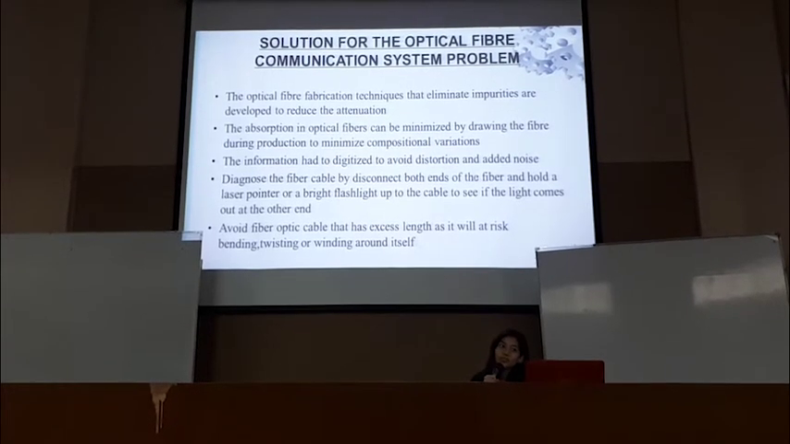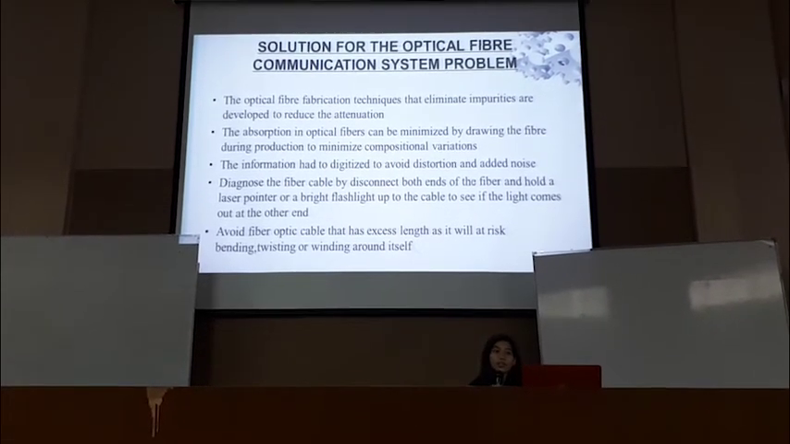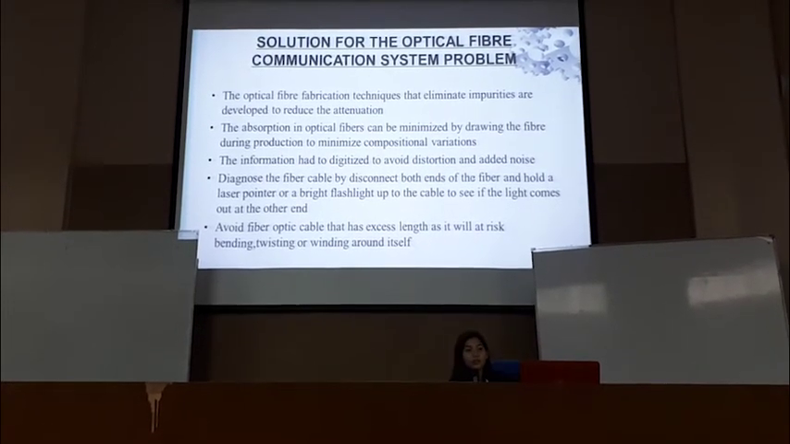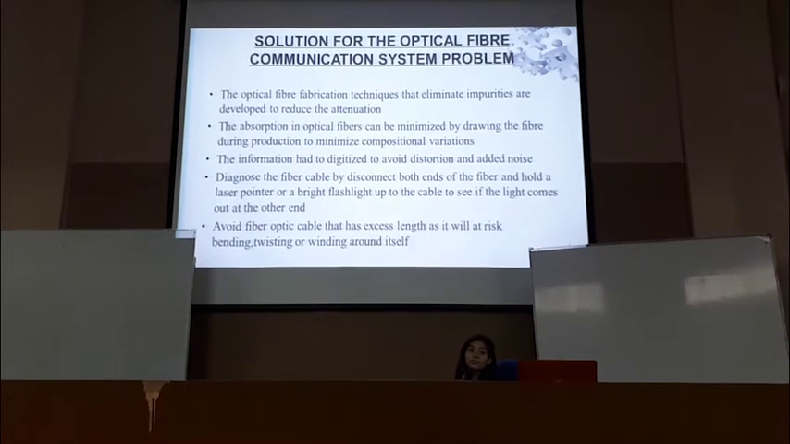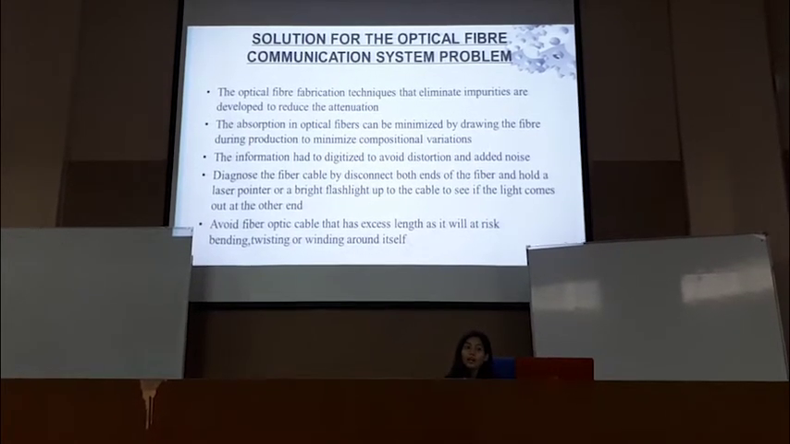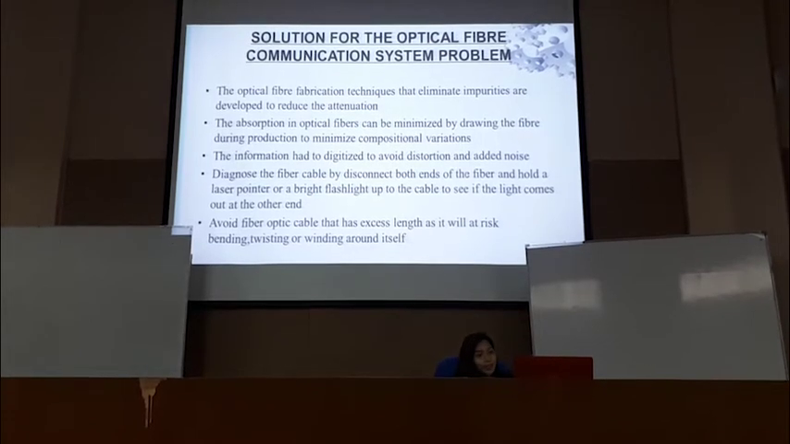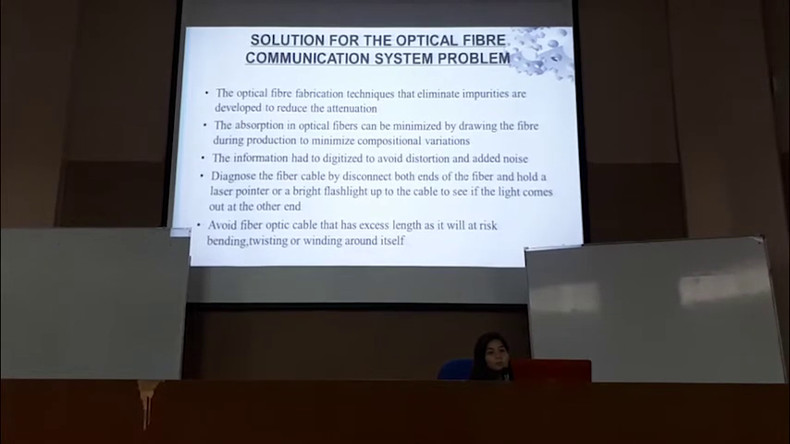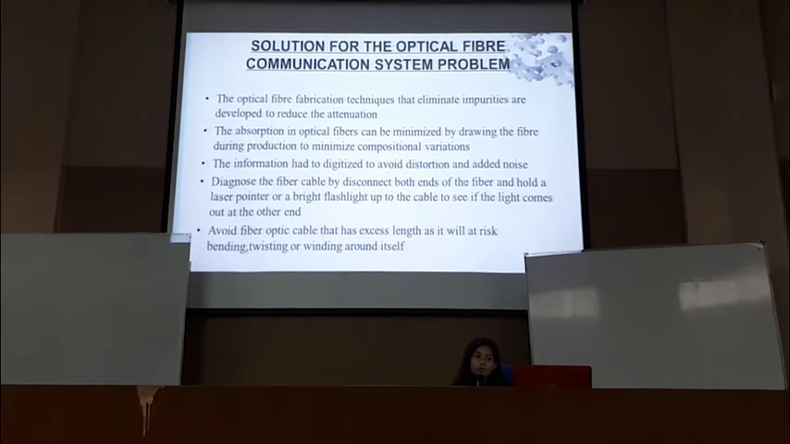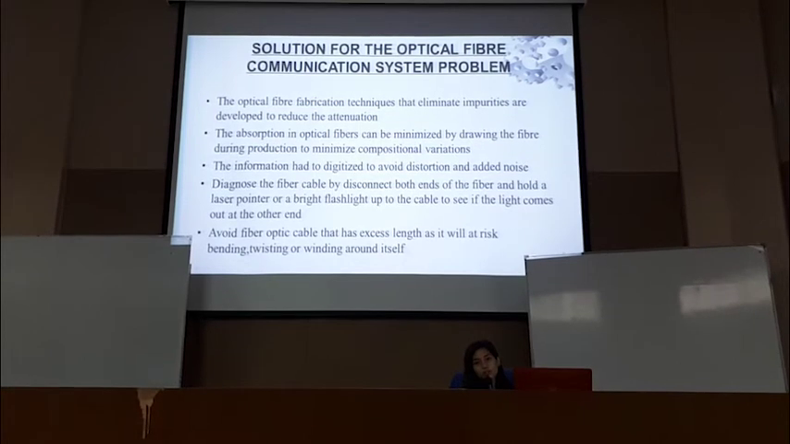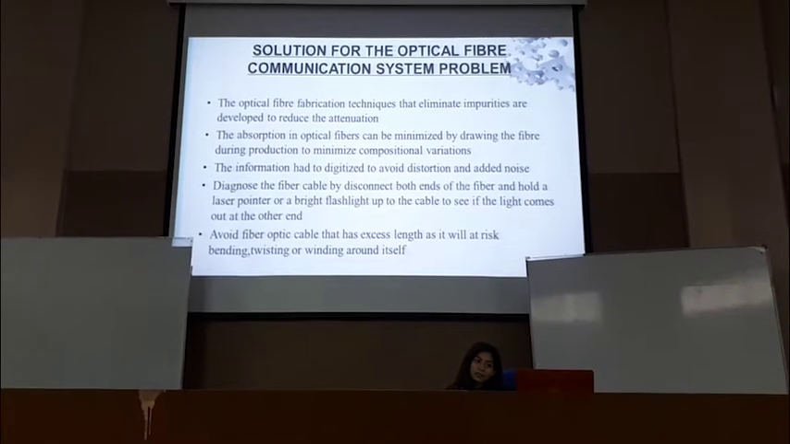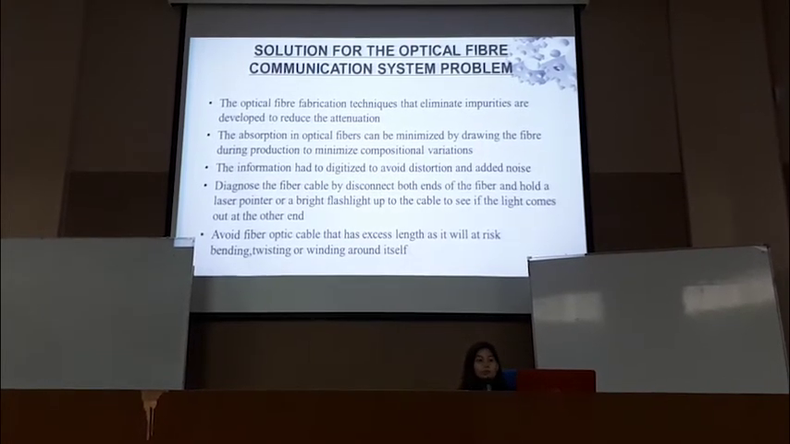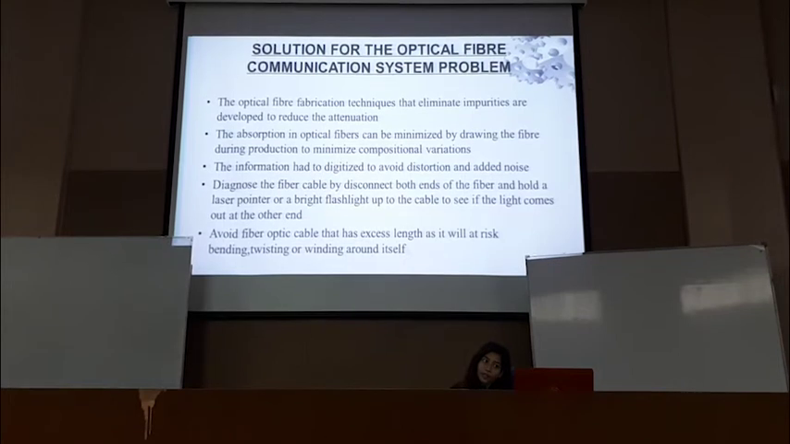This is a solution for the optical fiber. The first one is, when there are impurity ions inside the optical fiber, optical fiber fabrication techniques that eliminate impurities are developed to reduce the attenuation. Absorption in optical fibers can be minimized by drawing the fiber during production to minimize compositional variations. It is also important to digitize to avoid distortion and added noise.